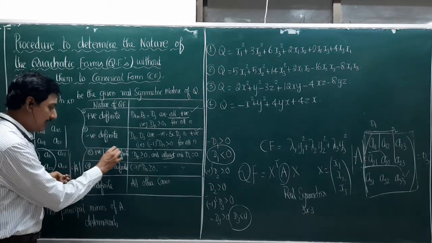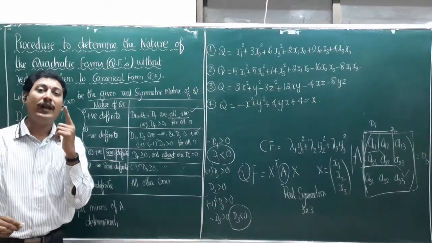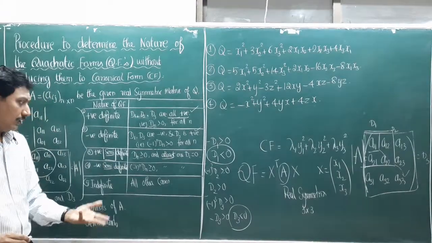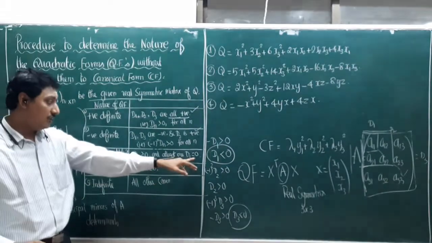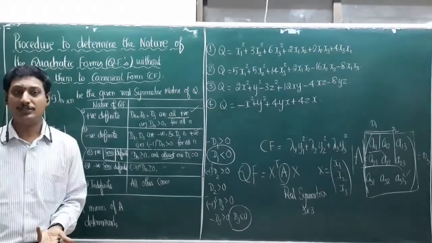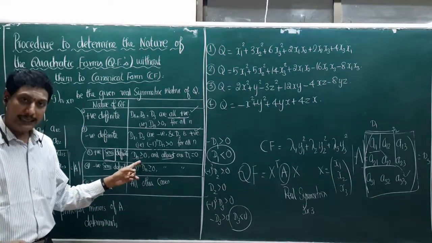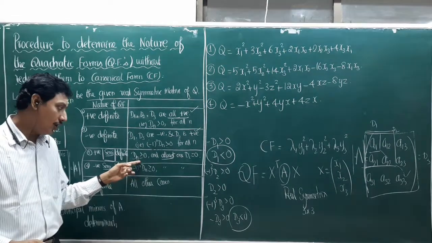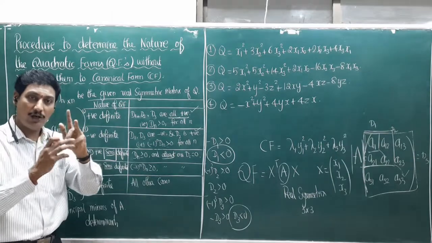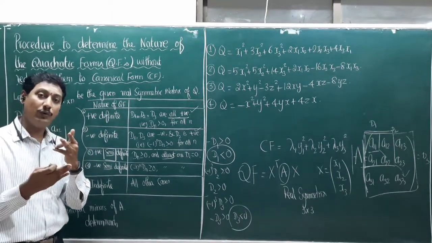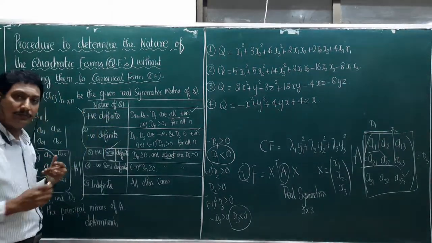Positive semi-definite: semi in the sense that at least one value is 0. Among d1, d2, d3, at least one value is 0 and the other two must be positive. That is why it is given as dn greater than or equal to 0 with at least one value being 0. Among the three, one is 0 and the other two are positive, which is called positive semi-definite.